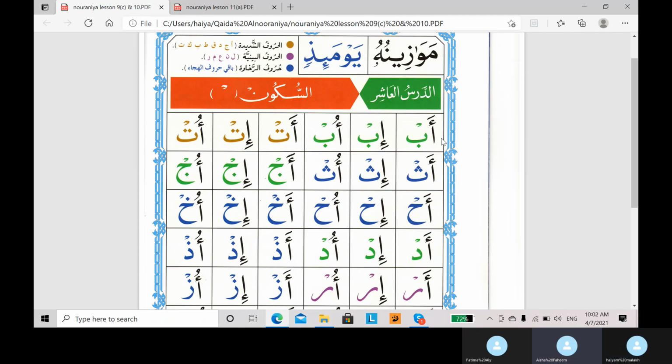Hamza Fatah Ba Sukun Ab. Hamza Kasra Ba Sukun Ib. Ab Ib. Hamza Dhamma Ba Sukun Ub. Ab Ib Ub. Where is the qalqala? Ab Ib Ub. Perfect. Next letter. Ta. Hamza Fatah Ta Sukun At. Hamza Kasra Ta Sukun It. At It. Hamza Dhamma Ta Sukun Ut.